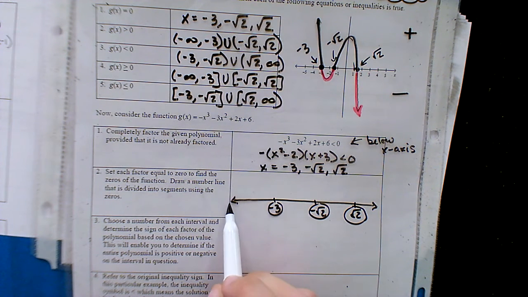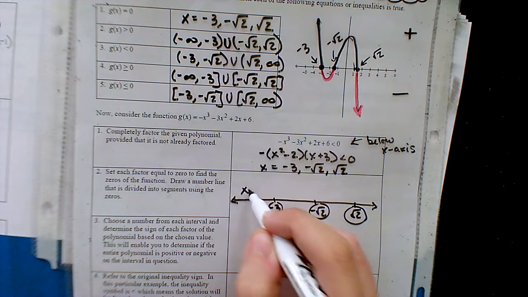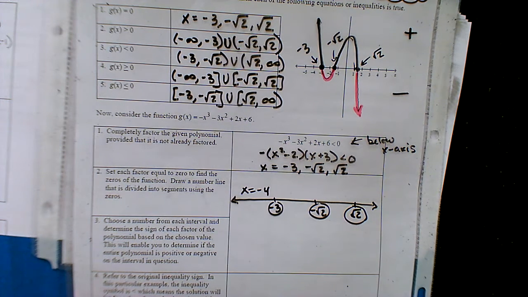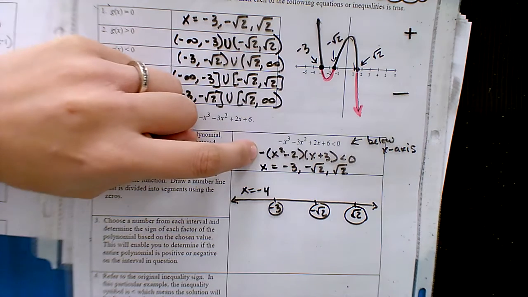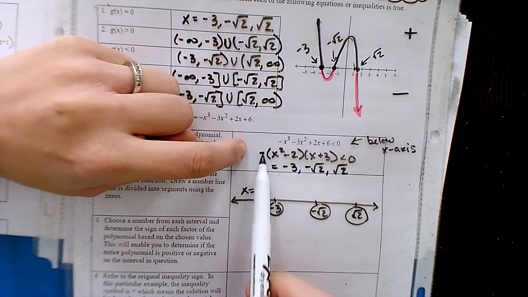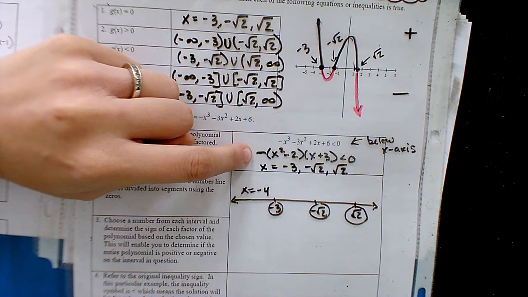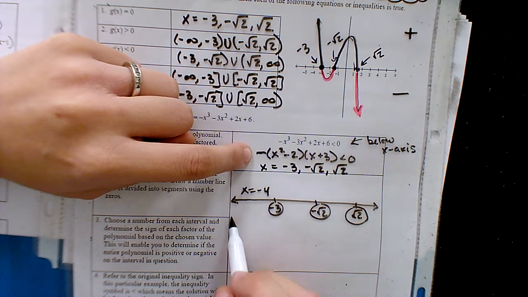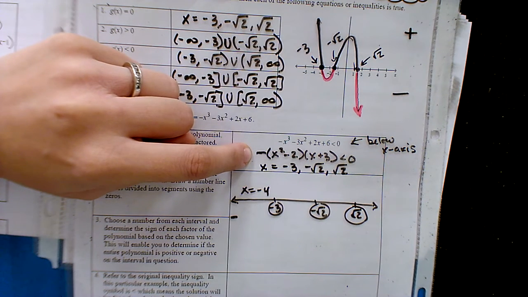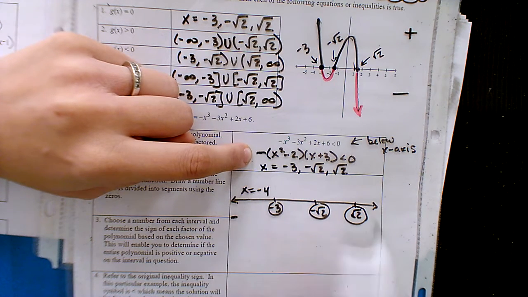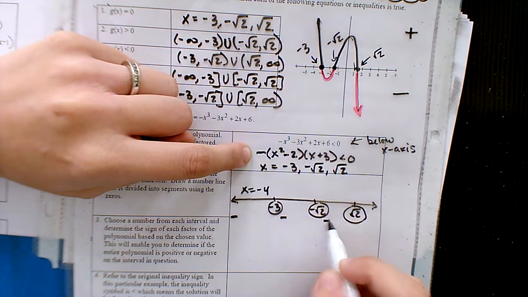So anything you want between negative infinity and -3, maybe we'll choose -4. So we're going to take -4 and plug it into each factor. Notice how, though, we have this negative out front that we removed when we factored previously. This negative needs to be included because it's affecting where your graph is located, if it's above or below. So it might not be a bad idea to just put that negative in every interval. That's the negative out front.